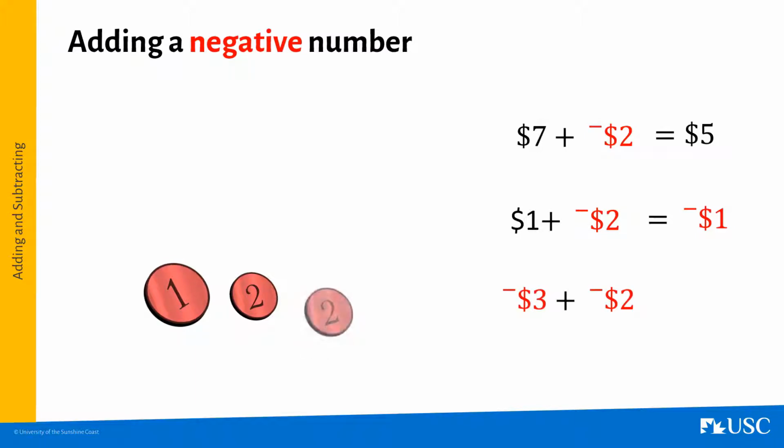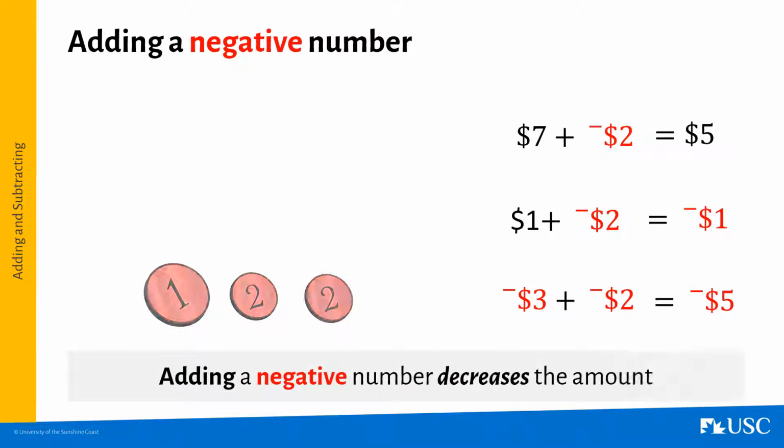Lastly, let's start off with a $3 debt, and we take on a $2 debt for a friend. We now have a debt of $5. In each case, adding a negative number has decreased our balance.